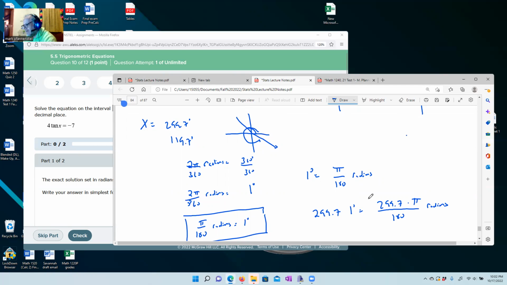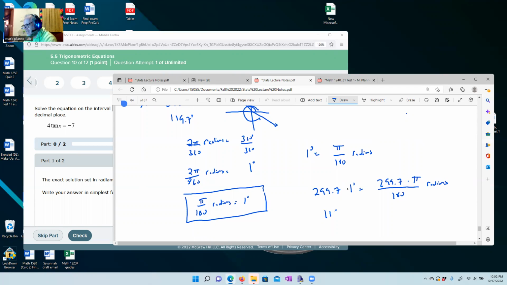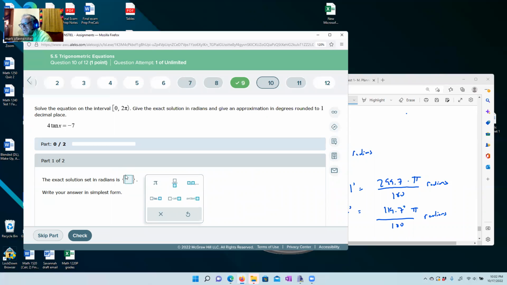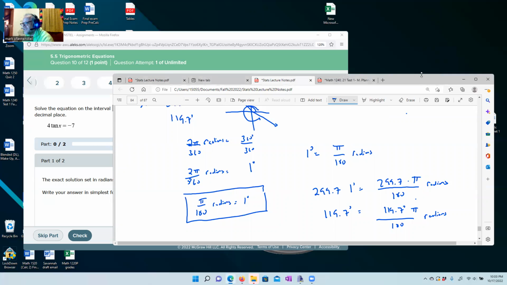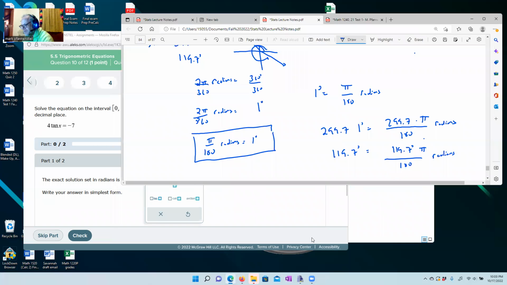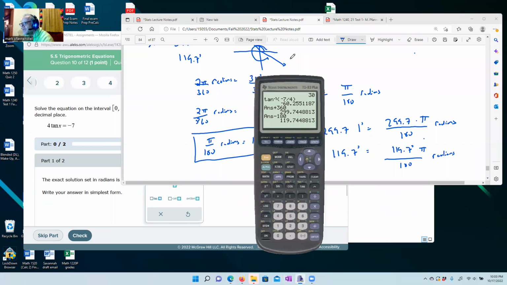Okay, and the same thing, we would have 119.7 degrees is equal to 119.7 degrees times pi over 180 radians. Okay, so that's just what we're going to do to change that into radians. That's what they wanted. If you're one of my students in a face-to-face class, I'd probably not ask you for this. Degrees will be just fine. But since Alex is in charge, we'll obey.